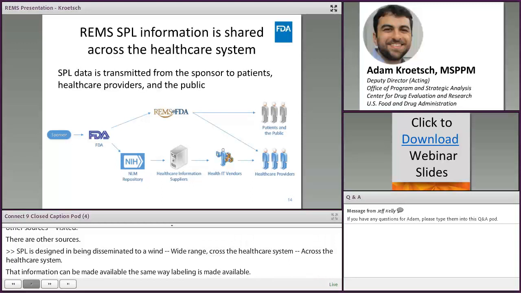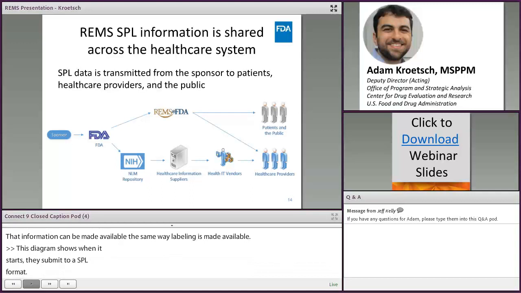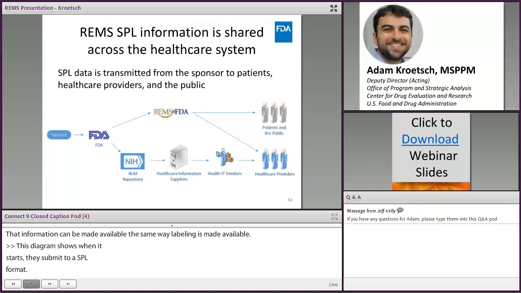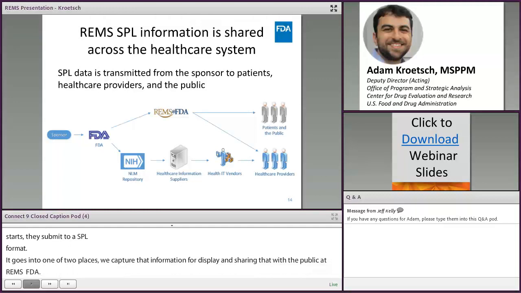Right off the bat, that REMS information can go into one of two places. It goes into actually two places. First of all, we capture that information for display and sharing with the public at REMS@FDA. Second of all, it goes into a repository run by the National Library of Medicine called DailyMed. And that DailyMed provides downloadable files that include the structured SPL information that is then downloaded by healthcare information suppliers.